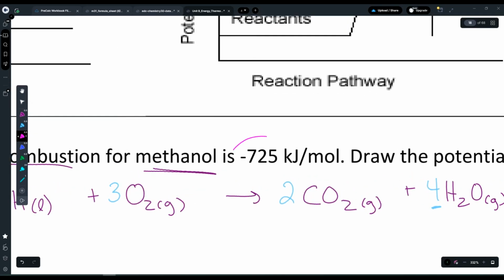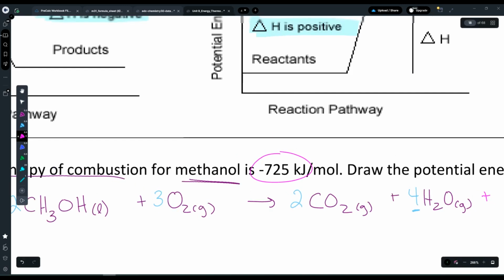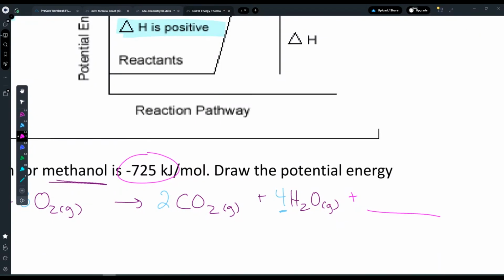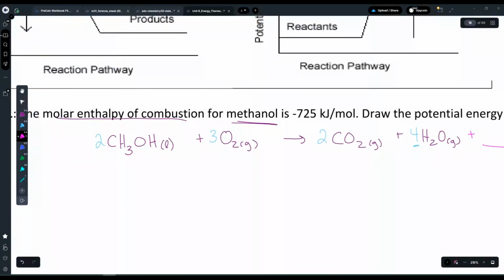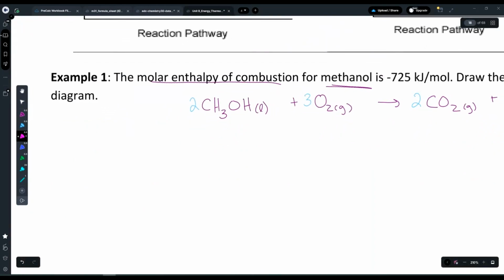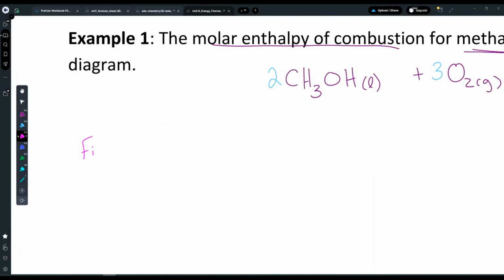Okay, but remember, this number only talks about methanol specifically, so it's molar enthalpy of a specific substance. However, when we write our energy term here, that is change in enthalpy, and it's not just for one substance, it's for the entire reaction. Okay, so we need to find the change in enthalpy using: change in enthalpy is equal to moles times molar enthalpy, and in this case it's molar enthalpy of combustion of methanol.